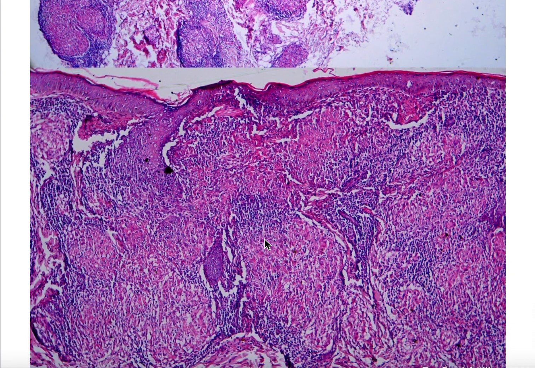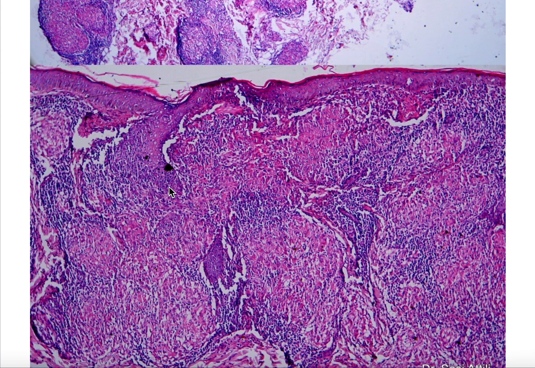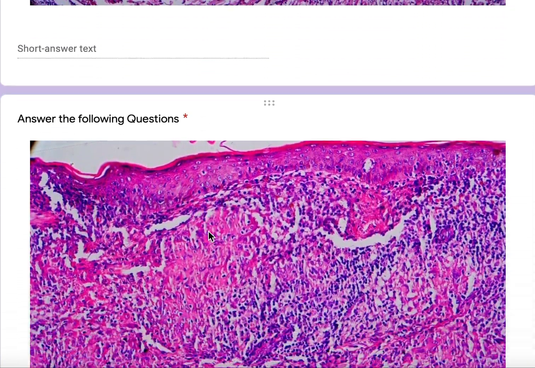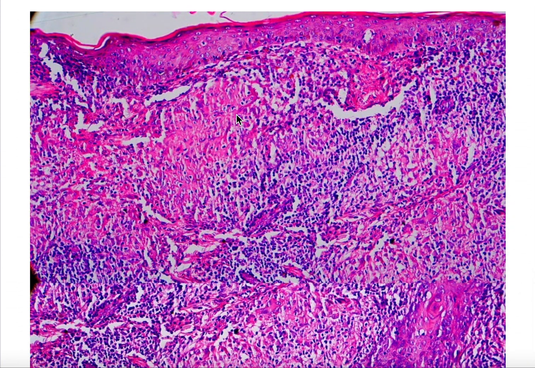All right, on higher power, you're seeing a lichenoid infiltrate. The granulomatous infiltrate is destroying the basement layer. You see some subepidermal clefting as well. And you can make out the thin rim of lymphocytes around these naked granulomas. On higher power, you see this phenomenon much more close up.